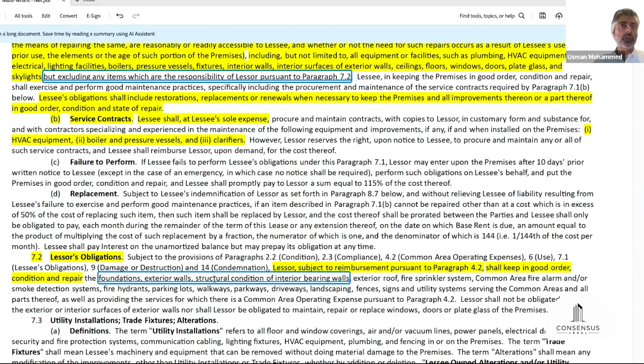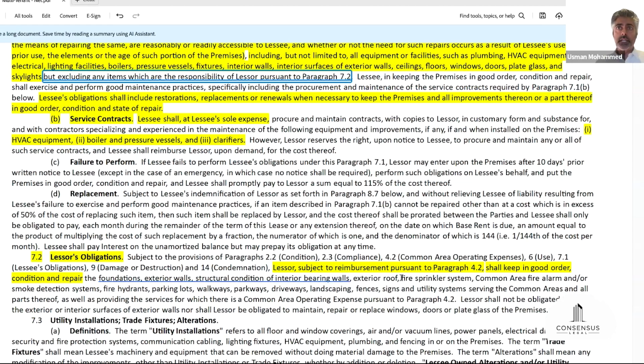These you can characterize as structural, the structural deviation. So if there is some structural aspect, an interior bearing wall within the premises that needs to be repaired or maintained, lessor is responsible. Lessor is responsible for the other structural aspects, foundation, exterior walls. So that is the first deviation where lessor can be responsible for aspects within the premises.